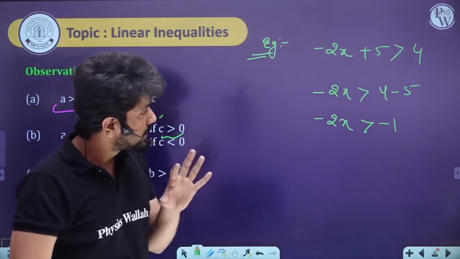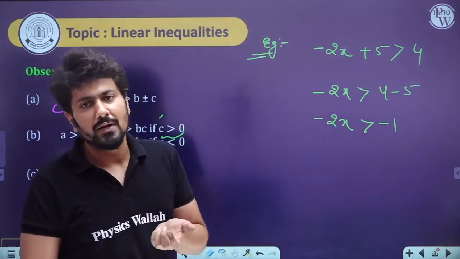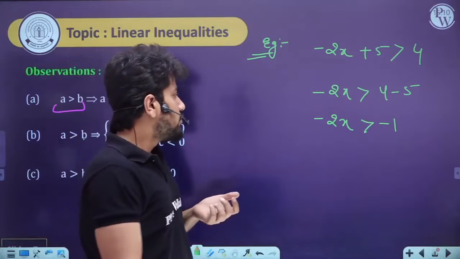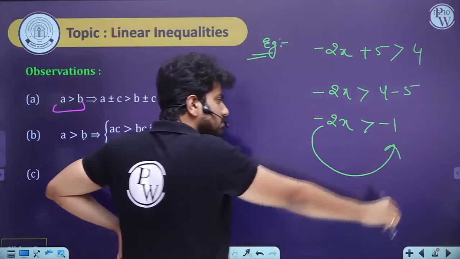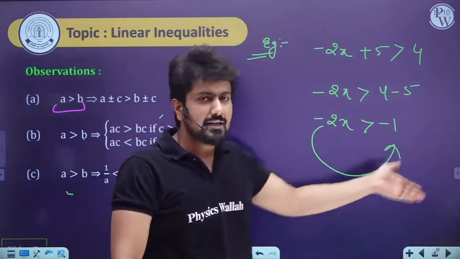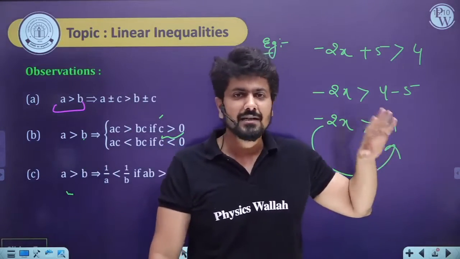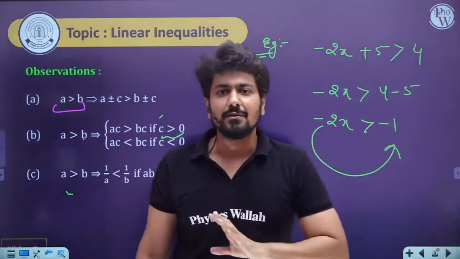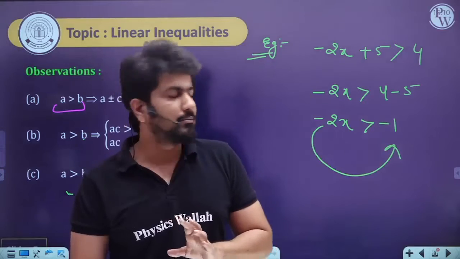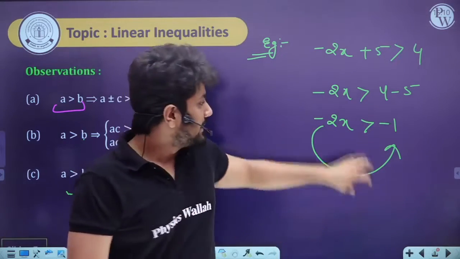Now I am looking for the value of x. What can we say about x? Minus 2 is in multiplication with x. If I want to send it to the right hand side, it will go into division. Here it is in the multiplication; if it goes to the right hand side, it will get divided. So basically I'm dividing by a negative number.